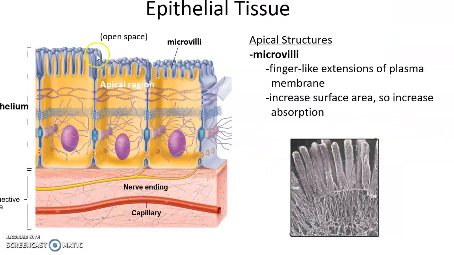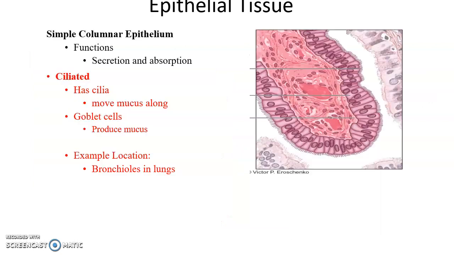Here is a view of those microvilli. So again, the apical surface can have these little protrusions of the plasma membrane, and they look kind of like little fingers or tubes. And again, this increases surface area, so there can be more absorption occurring.